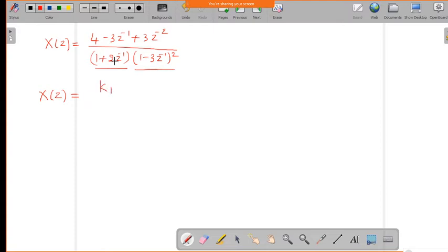Since there is only one pole, which is situated at z equal to minus 2, we can have only one pole k1, situated at 1 plus 2 z inverse. We can write it like this. Similarly, here there are two poles, so we can write gamma 1 and gamma 2. How can we write gamma 1? It is situated at 1 minus 3 z inverse, and similarly gamma 2 we can write as 1 minus 3 z inverse whole square.